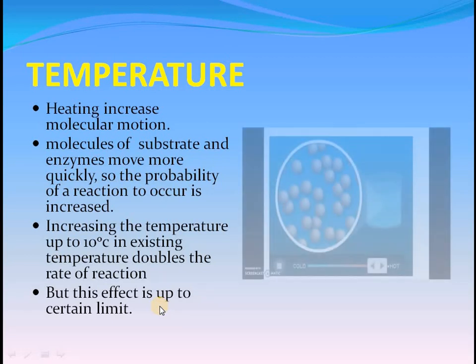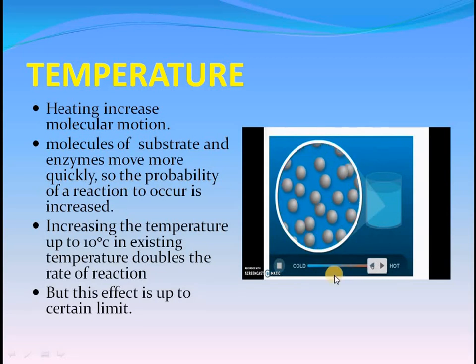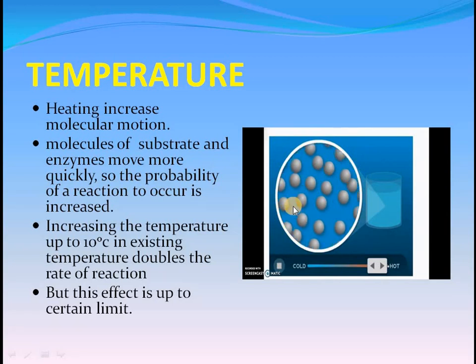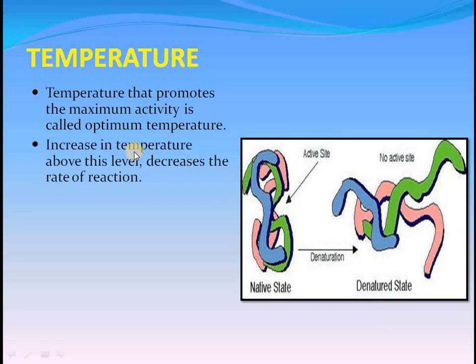But this effect is only up to a certain limit. Now in this image you can see that it's a cold condition, but when it gets hot there is continuous and random motion in the molecules. The temperature that promotes the maximum activity is called the optimum temperature. As we have already learned, the optimum temperature is the most favorable temperature. An increase in temperature above this optimum level decreases the rate of reaction.